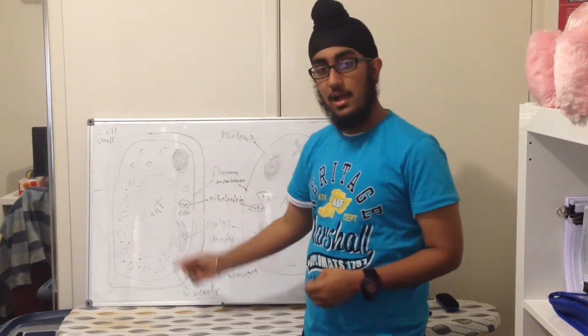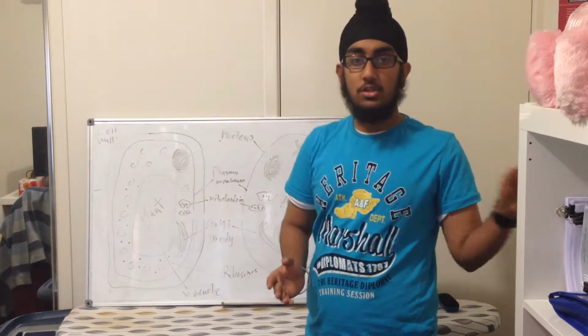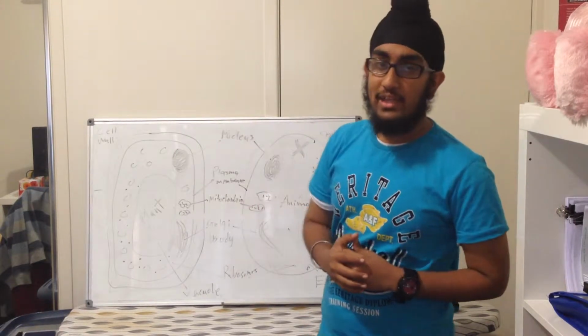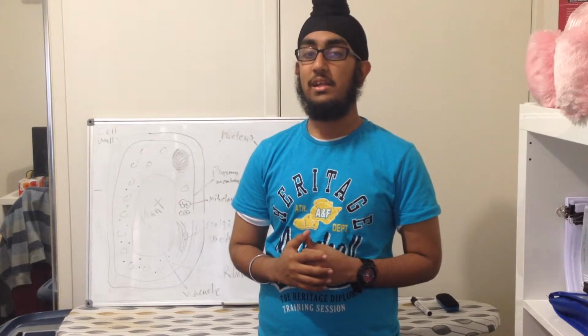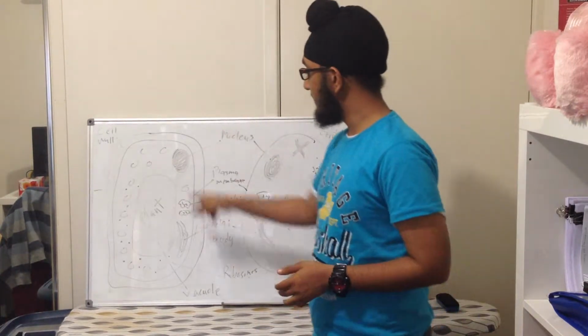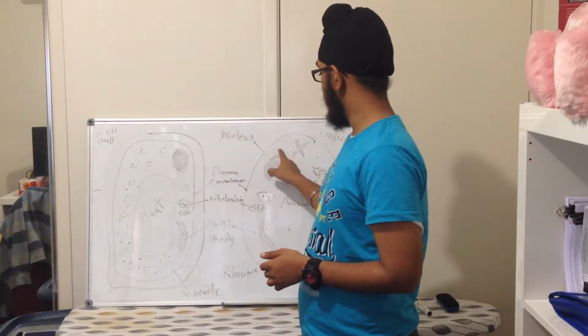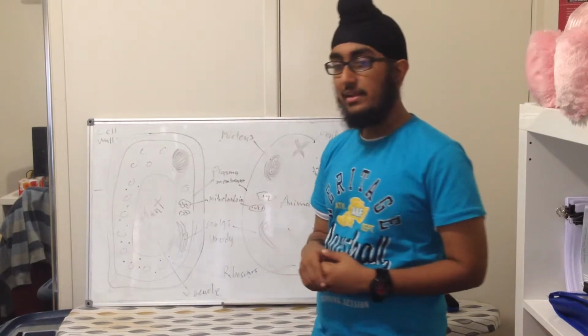Eukaryotic cells are relatively large, and are usually part of complex multicellular organisms. So, what are the two types of eukaryotic cells? It's the plant cell and the animal cell. So, one of the key similarities between these two cells is the nucleus. These big black circles are the nucleus.